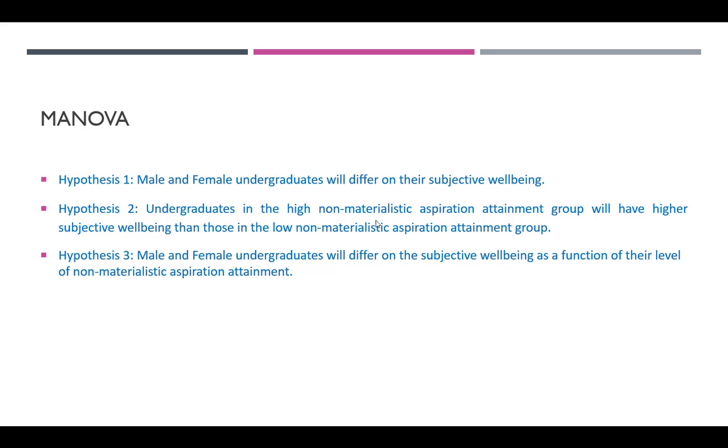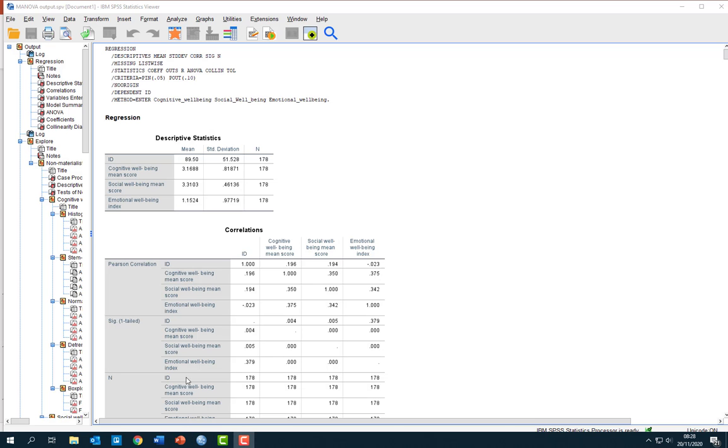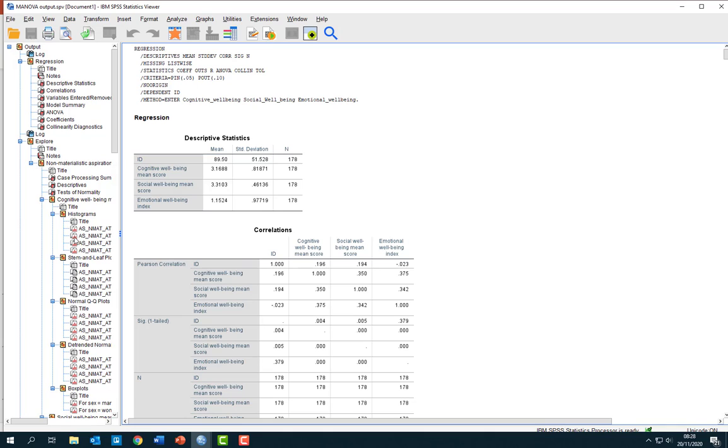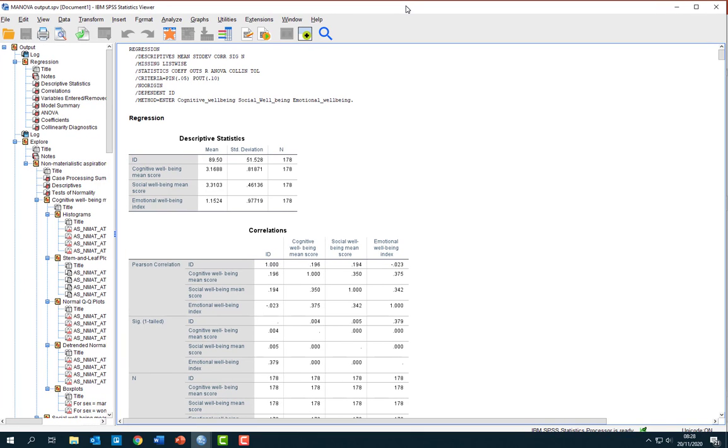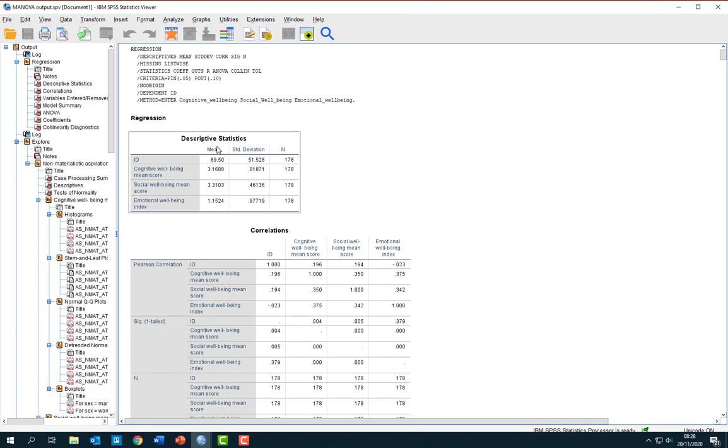We also wanted to explore the impact of being located in the high non-materialistic aspiration attainment group or a low perceived non-materialistic aspiration attainment group. And then we wanted to look at the interaction between the two to see what was going on. So this is the output that we've produced. This is just the data assumption checking output and the MANOVA output itself. I haven't got in here any of the testing that we did to create the median split variable.